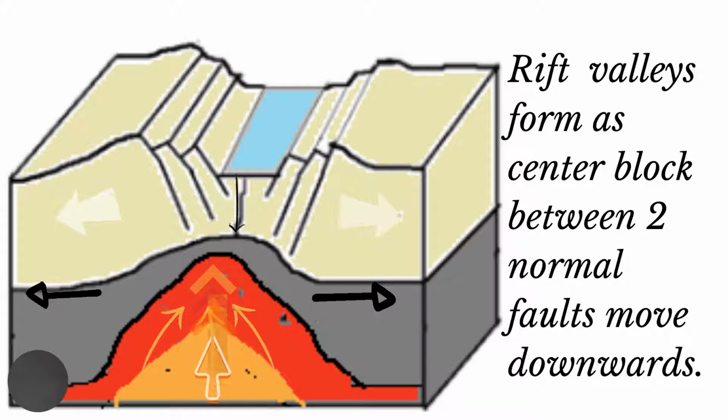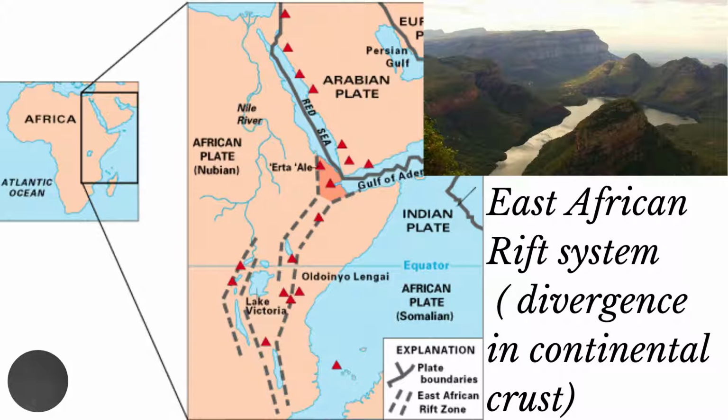Now, an example of this feature is the East African Rift System. The Red Sea formed between the African plate and the Arabian plate is another example of divergence within a continental plate, but it represents a later stage than the East African rift system.